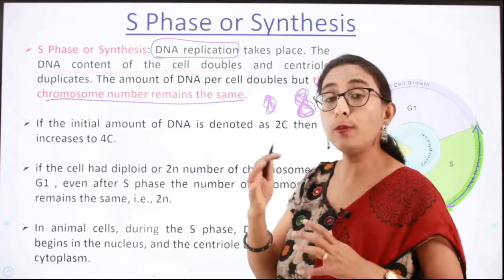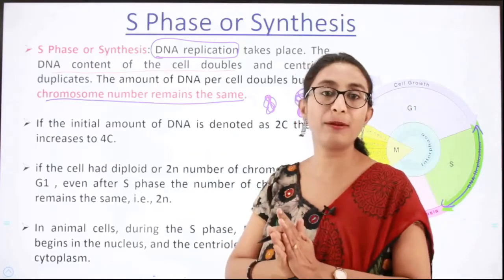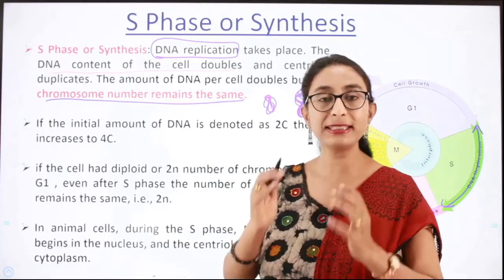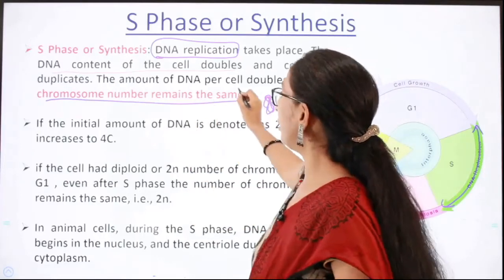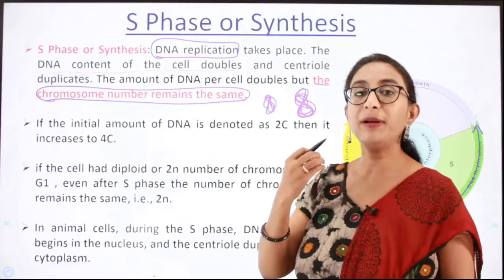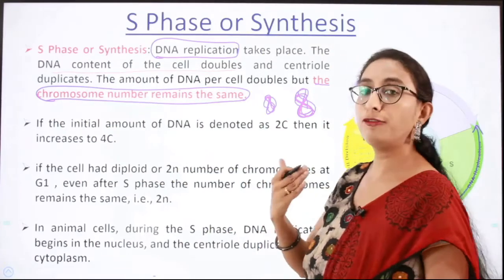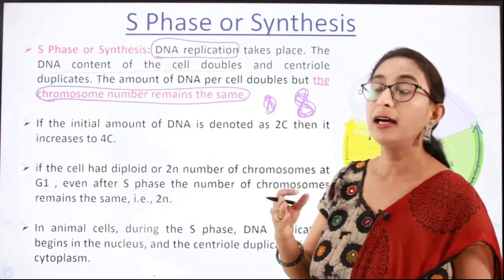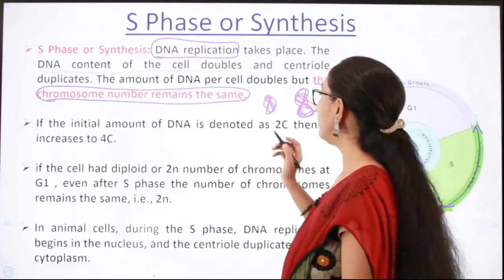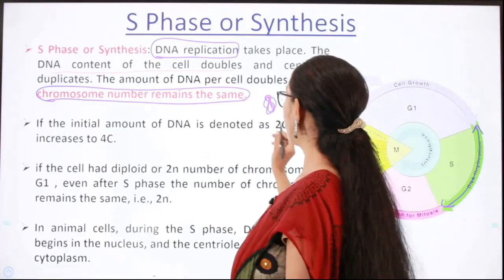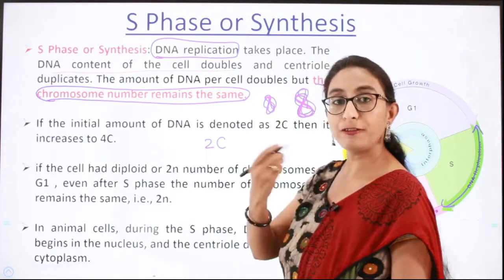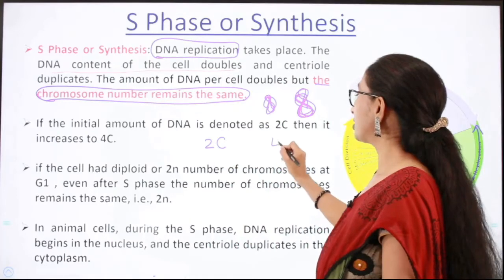However, the chromosome number is still the same. The chromosome number does not become twice. Okay, please keep this point. This is very important. Keep this point in mind. So though the amount of the genetic material DNA becomes twice, the chromosome number still remains the same. Say, for example, suppose the DNA present in the cell initially is 2C, after S phase it will become 4C.